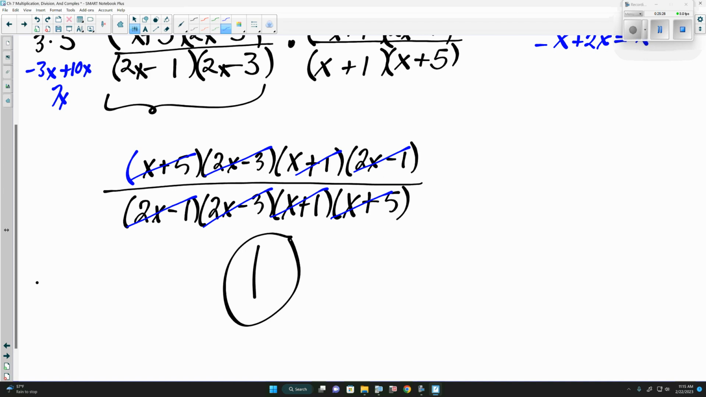Any questions on any of this here? Because again, since everything did simplify in the numerator and denominator, we are left with 1, because anything divided by itself is 1. Any other questions on this here?